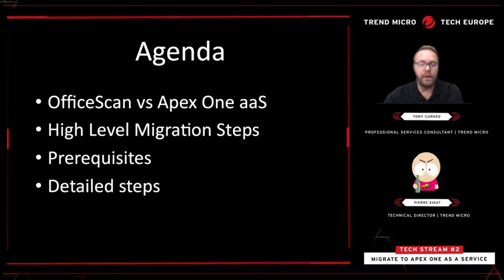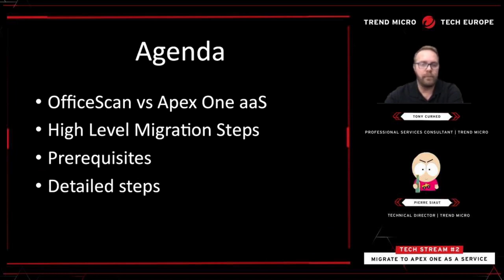So what we're going to talk about is to see the differences first between OfficeScan and ApexOne, and especially ApexOne as a service. Then we go through some high-level migration steps, and after seeing those basic elements of what needs to be done, we will demonstrate it on our ApexOne service. And I have also set up a lab with OfficeScan XG and a couple of agents there, which we will move to the ApexOne service. Okay, good.